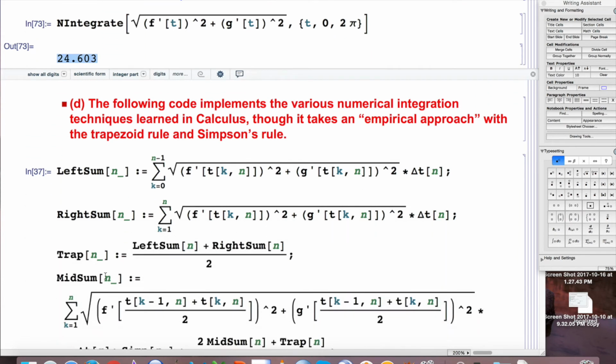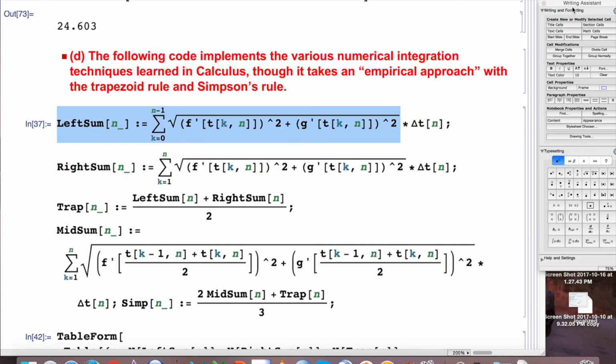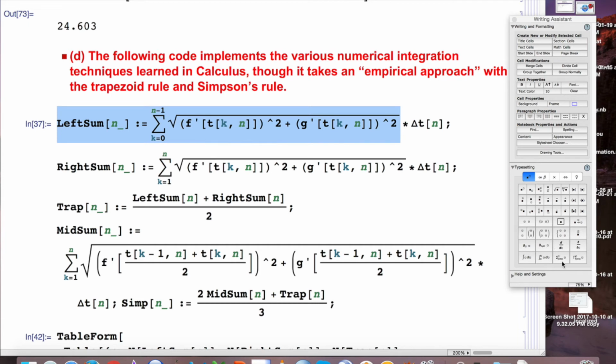Now, here's the part maybe you want to skip and go ahead to later in the video. I'm going to briefly talk about numerical integration techniques in Mathematica. It's still important. And just show you can program it pretty easily. You can use a summation button actually on this writing assistant. There's a summation button here. Oops, where'd that go? There we go.